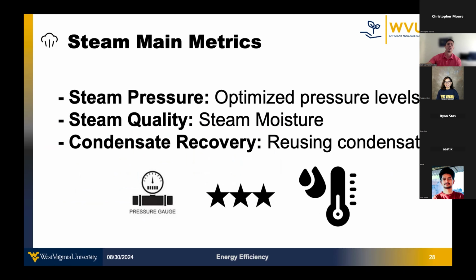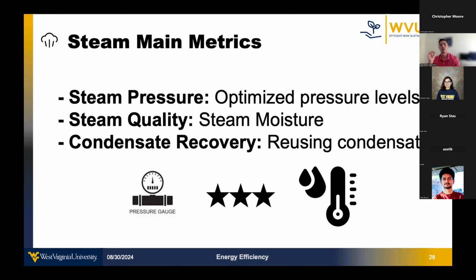The second metric is steam quality. This metric refers to the moisture content in the steam. Higher quality steam with less moisture is more efficient at transferring energy, leading to better process performance.